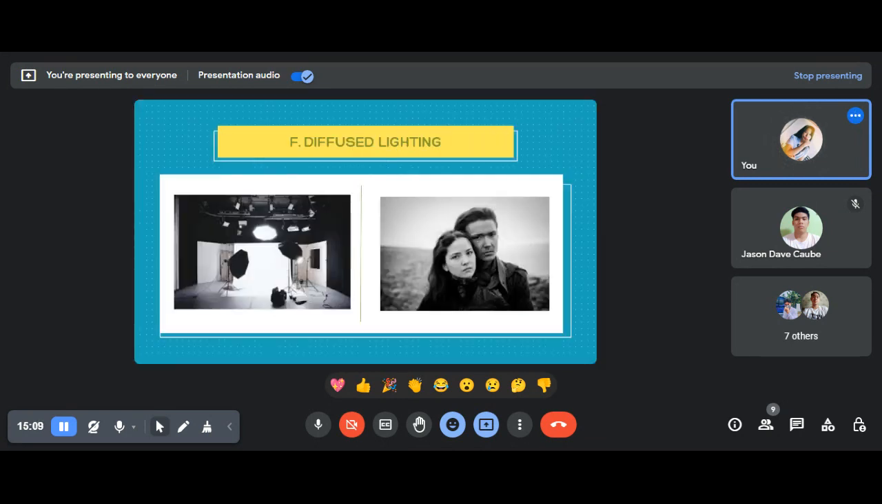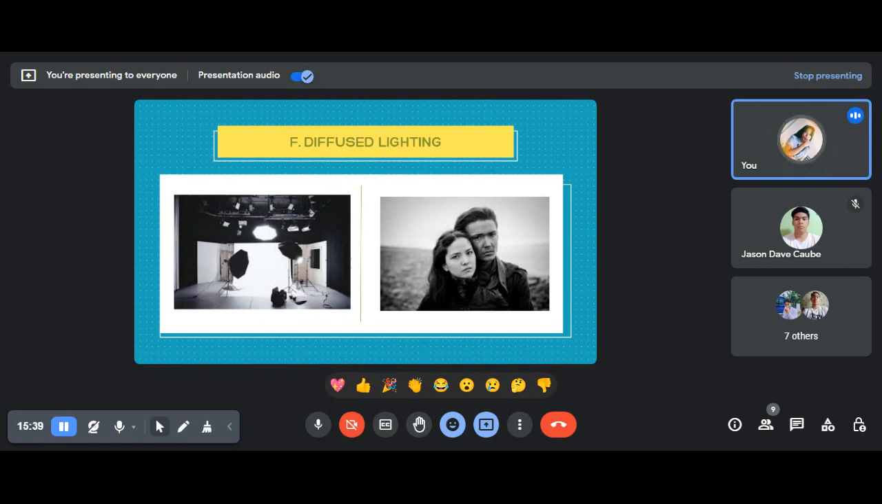Diffuse lighting. Diffuse lighting can be very useful in forensic photography as it helps to reduce harsh shadows and glare, which can make it difficult to see details in the subjects. Diffuse lighting creates a soft and even illumination, which can be especially important when photographing evidence such as fingerprints, footprints, or other small details.